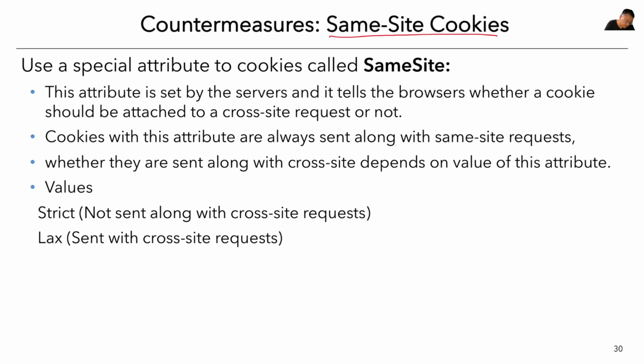So using a special attribute to cookies called same-site, right? This attribute is set by the server. So we'll say, okay, we need to return the authentication cookie to the browser. It tells the browser only attach this cookie for the same-site request. If it's a cross-site request, don't attach this cookie, right? So this is basically the meaning of same-site request.